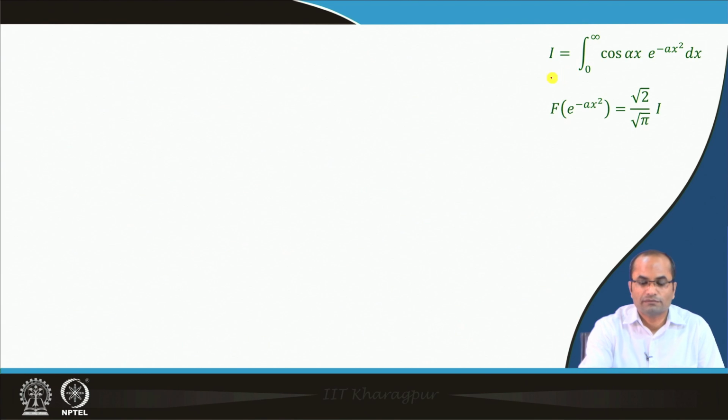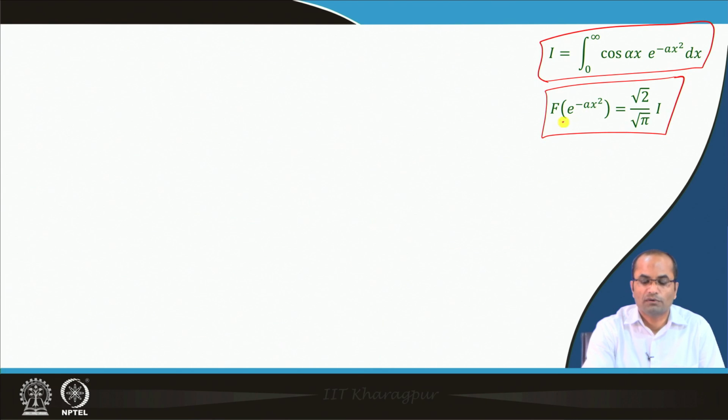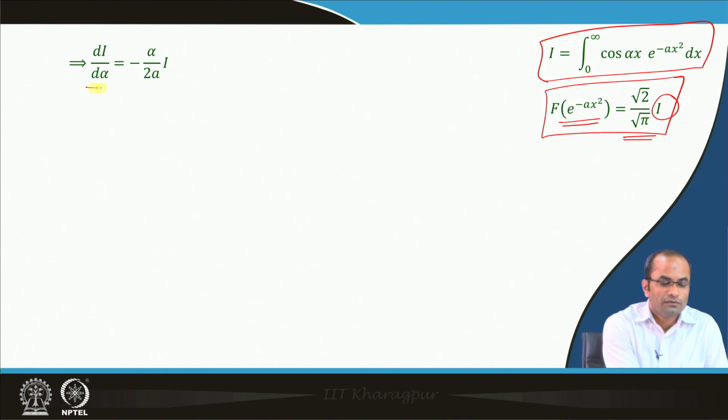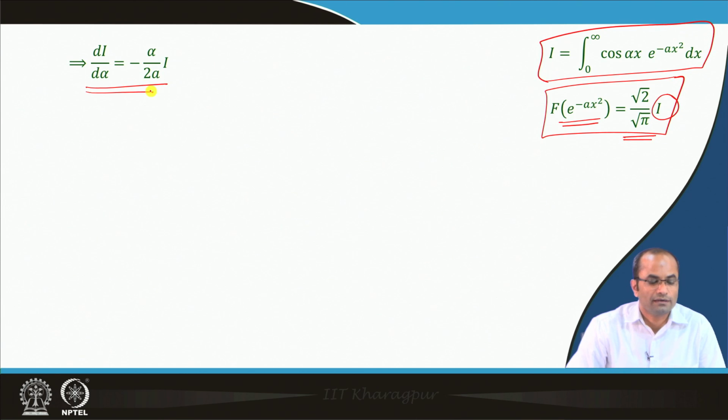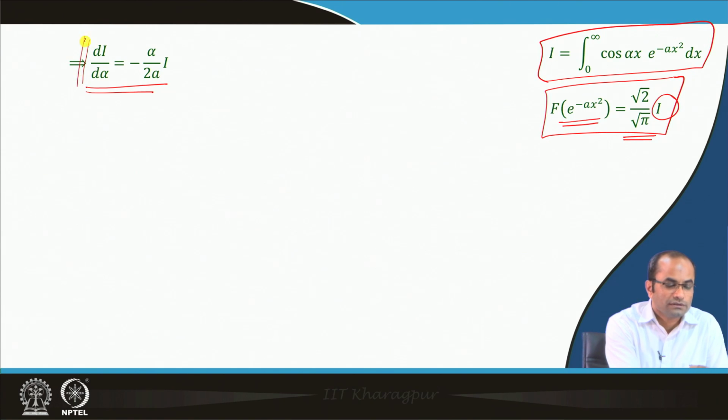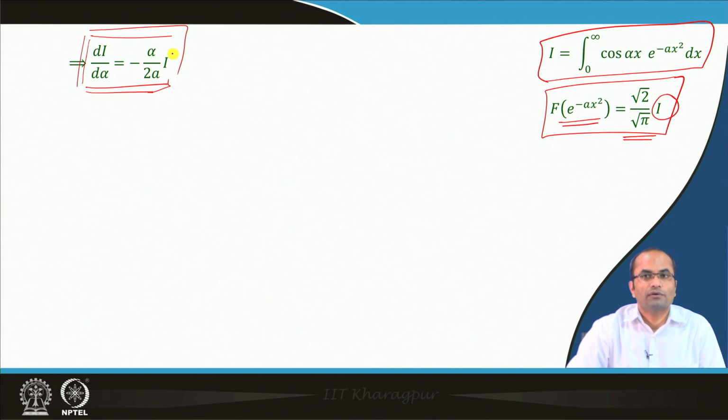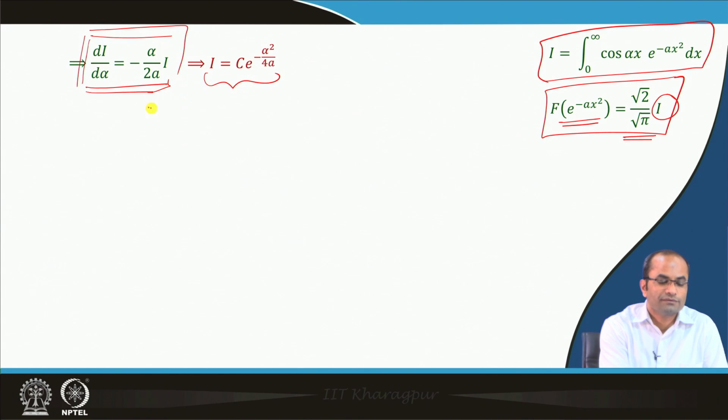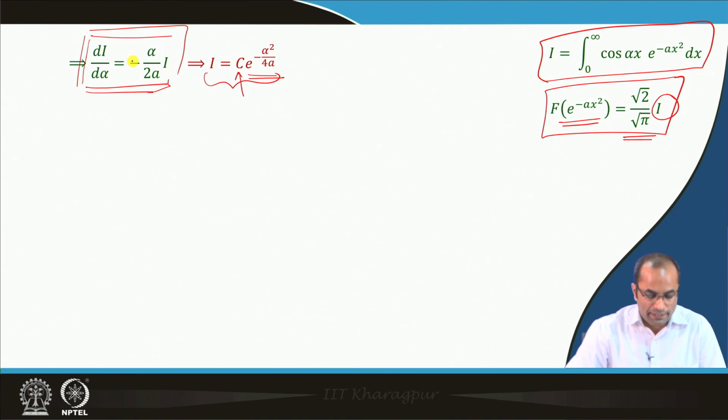So, what is the situation? We have this I which we have defined there, and the Fourier transform of e power minus a x square we have written as square root 2 over pi, and this integral I. Now, for solving this integral I, we turned up to this differential equation, d I over d alpha is equal to minus alpha over 2a I, which can easily be solved to give this I as some constant times exponential minus this alpha square over 4a.